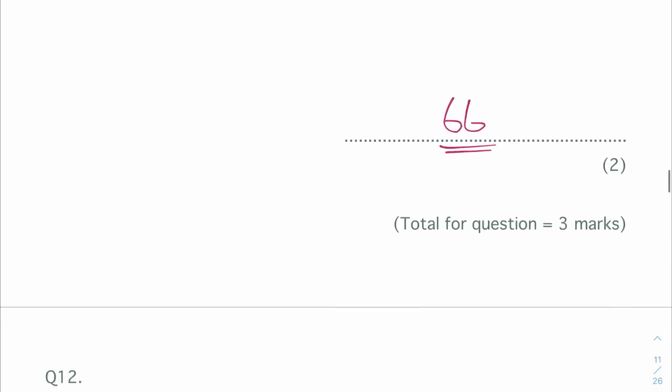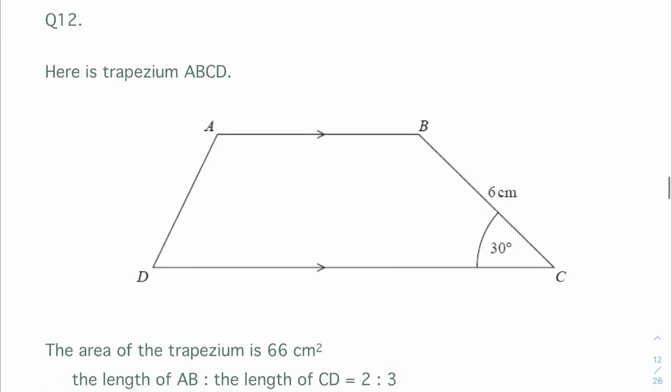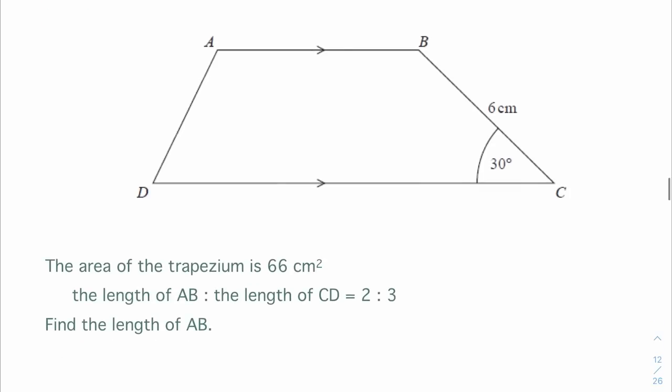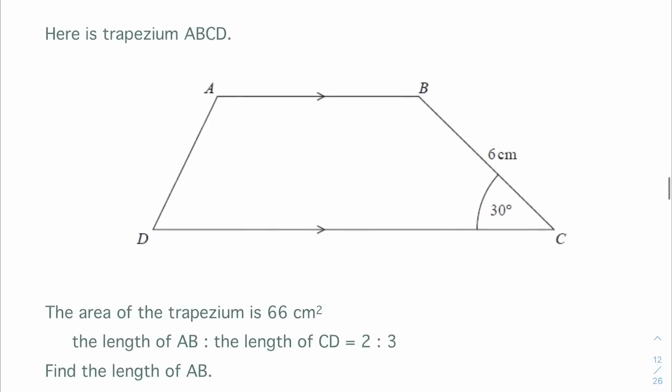Okay, on to our next one. It says here is a trapezium ABCD. The area of the trapezium is 66 centimetres squared. The length of AB to the length of CD is 2 to 3. Find the length of AB. So it doesn't give us any information in regards to the height or the lengths. So for this question, we would have to apply some algebra.